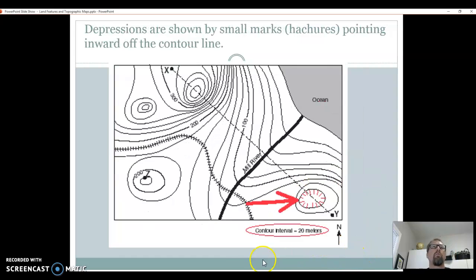All right, to answer the previous question, if it is a depression, we would show that with these hachure lines, these little red lines here that are pointing in to show that that is going downhill into a depression. Some could be a pond that dried up. It could be some other land feature.